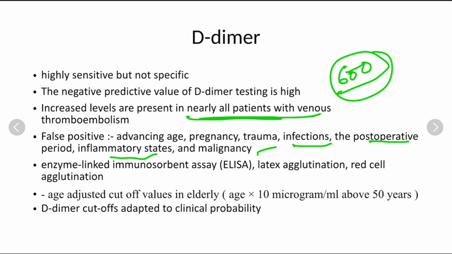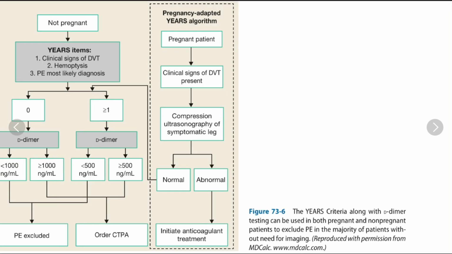Then comes the D-dimer cutoff adapted to clinical probability. This is very important. According to the YEARS criteria, there are 3 items taken from the Wells score. If the patient is not pregnant, and from the YEARS items there are clinical signs of DVT, hemoptysis, or pulmonary embolism as the most likely diagnosis. Out of these three, if the score is 0, meaning none of these is matching, then we should perform a D-dimer test. If D-dimer is less than 1000, then pulmonary embolism is not there.